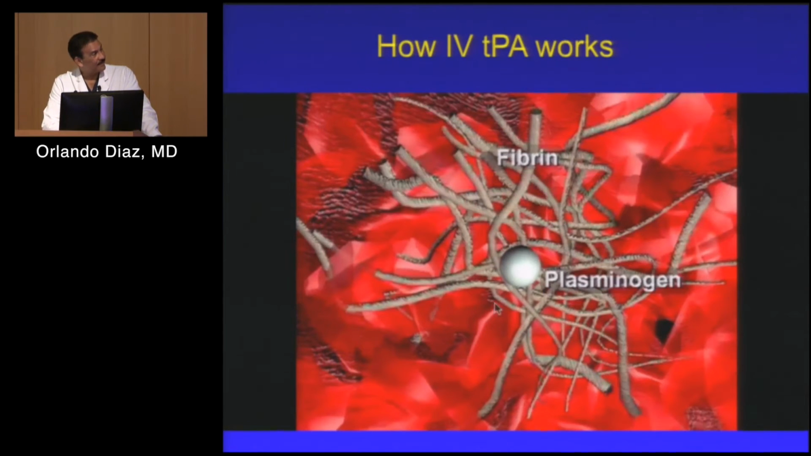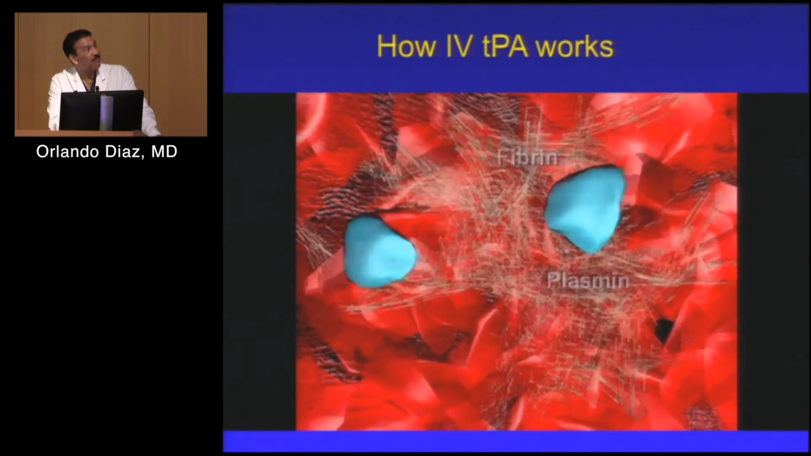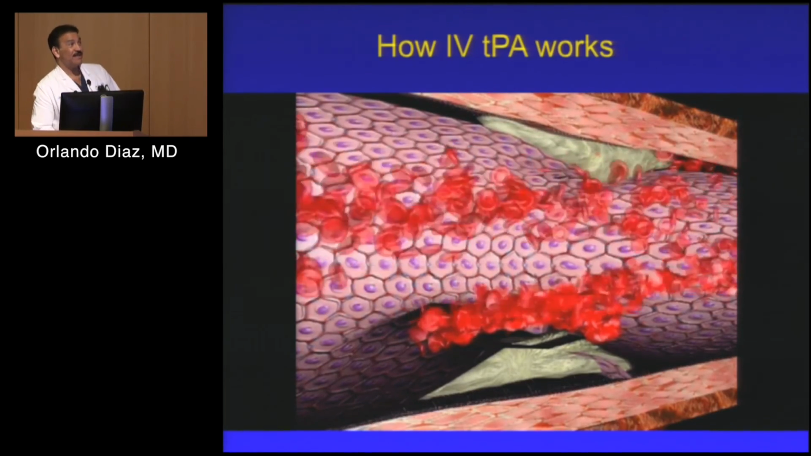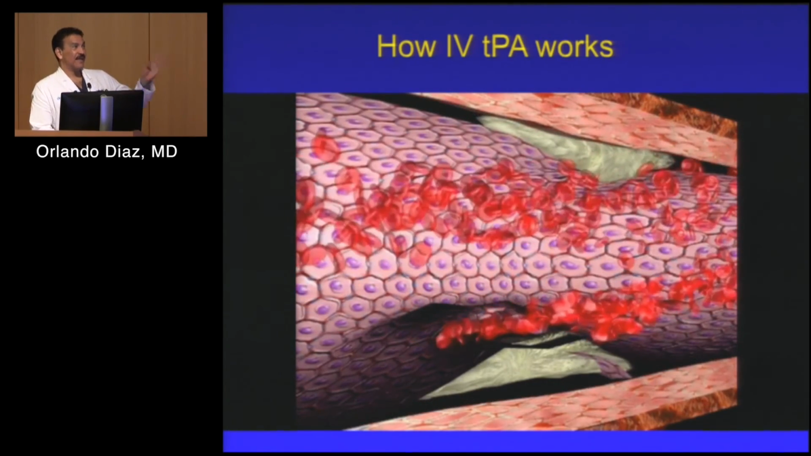And this is what happened. This is the clot, a lot of platelets. This is the plasminogen, a molecule that is not active. So the TPA comes, joins the plasminogen, and turns plasminogen into plasmin, and the plasmin is what is going to destroy the clot. So TPA takes the plasminogen to plasmin, and the plasmin destroys the clot. That's the way it works.